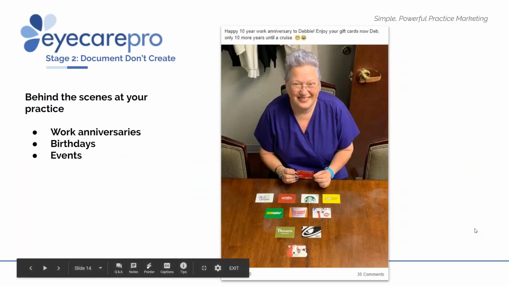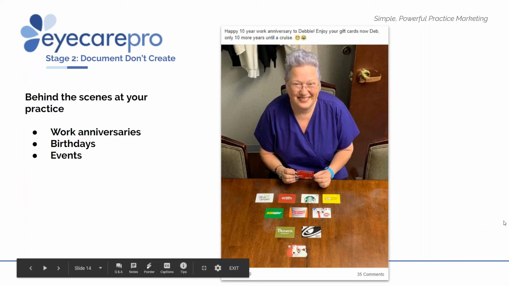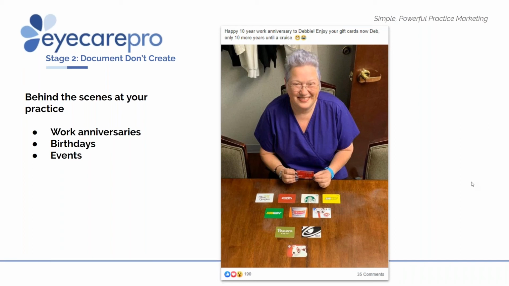Going on, the idea of document, don't create extends beyond your patients. Obviously your patients are a great way to document, don't create, but you also have staff at your practice. And I think that documenting the staff has a dual purpose. Number one, they're also people in your community. So that's a great thing. But number two, it does show a nice side of the practice, which is that you're not just the doctor, you're also the whole business. And so highlighting the staff is a great way to connect to that person's friends and family in the community, but it's also a way to brand the practice as a practice that cares about the people within.